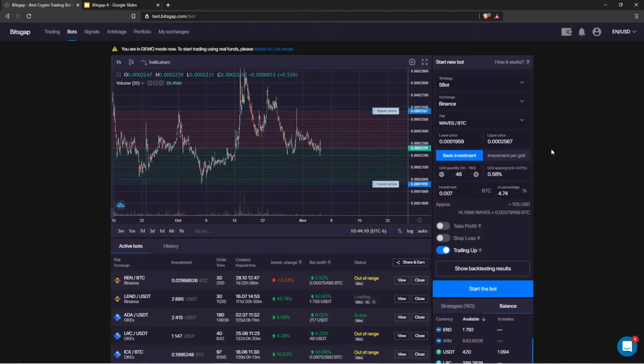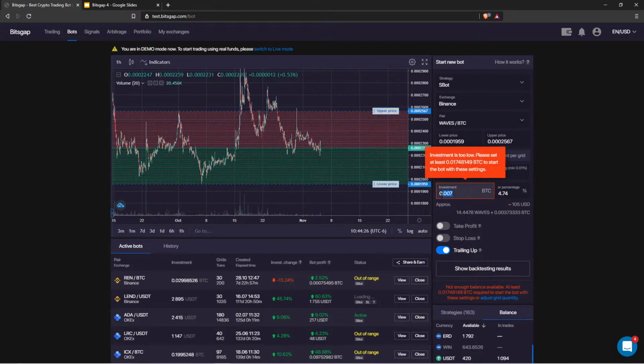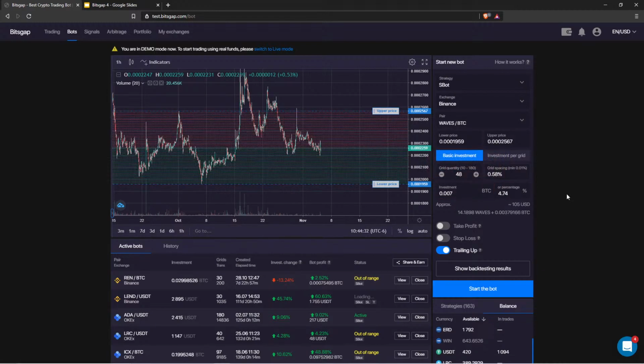So that's the idea of how you designate the investment value. In any case, if you want to stick to a certain investment value, then you can adjust the grid quantity. But if you want to stick to the grid quantity, if you are determined to have, let's say, 120, make sure that you have enough on your balance to initiate this configuration. So as simple as that.